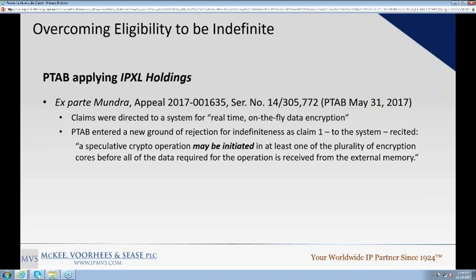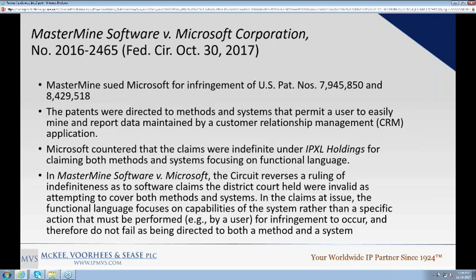They're indefinite because you have a speculative, this is the claim limitation at issue, a speculative crypto operation may be initiated in at least one of the plurality of encryption cores. So this was again to a system, but there's this may be initiated language, and the court said, no, back to IPXL Holdings, that's not going to fly. You're claiming a method and you're claiming the actual system itself.